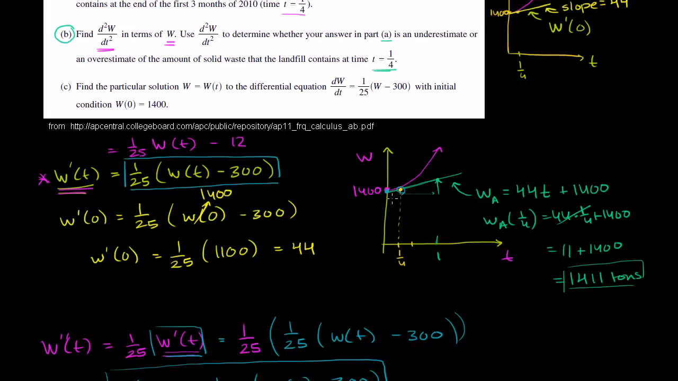And to figure out whether the slope is increasing or decreasing, we just have to look at the value of the second derivative. If the second derivative is positive, that means our slope is increasing, which means that our extrapolation would be an understatement. Let me just be clear here. Let me draw this.